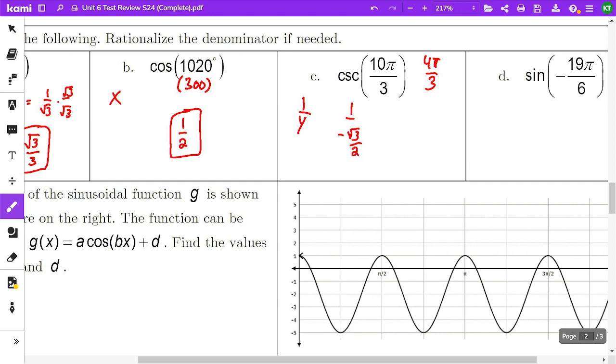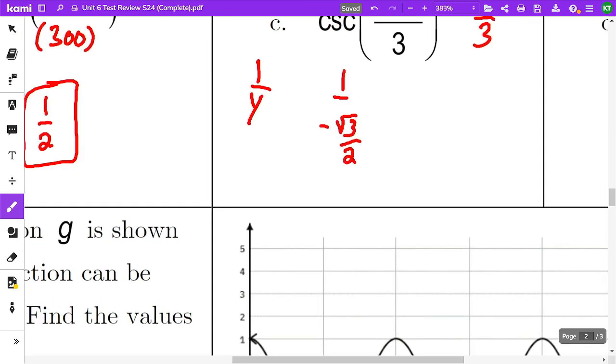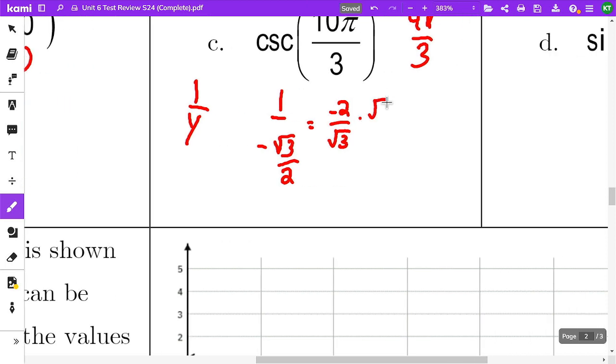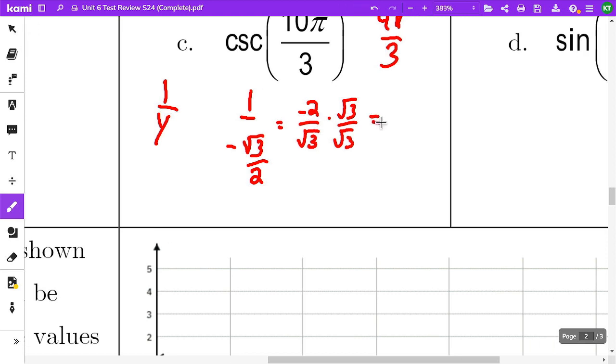So 1 divided by negative root 3 over 2. So it's just the reciprocal of that essentially. So that's going to be negative 2 over root 3. And just like letter A, I'll have to rationalize my denominator by multiplying our numerator and denominator by root 3. So my answer here will be negative 2 root 3 over 3.